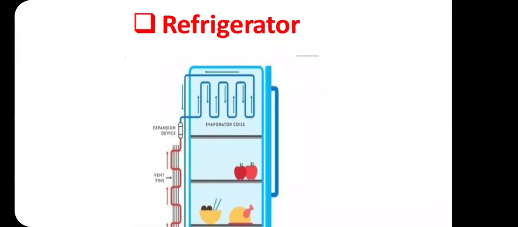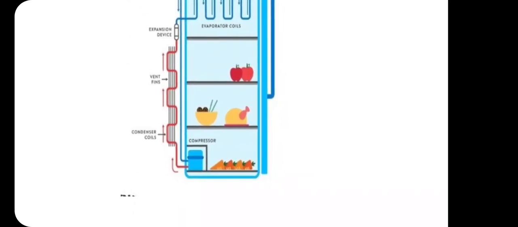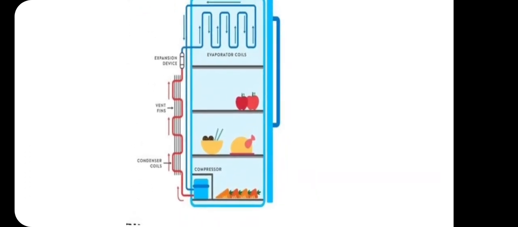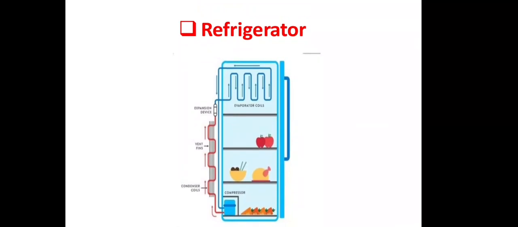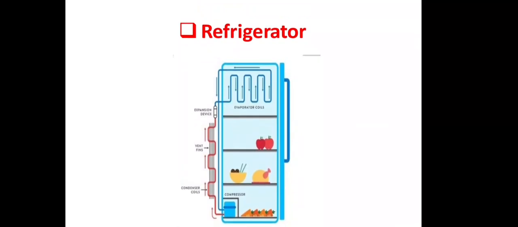The evaporator coil is fitted inside the refrigerator. At the outer backside of the refrigerator there is a condenser coil. The heat is rejected by the condenser to the atmosphere. Then the expansion device. We will discuss one by one how this refrigerator works. These are the four important components: compressor, condenser, expansion device, expansion valves.